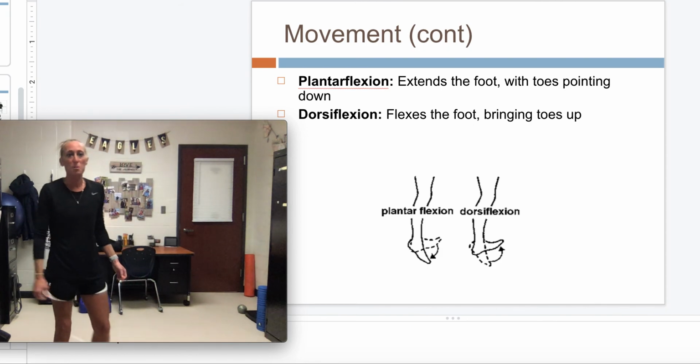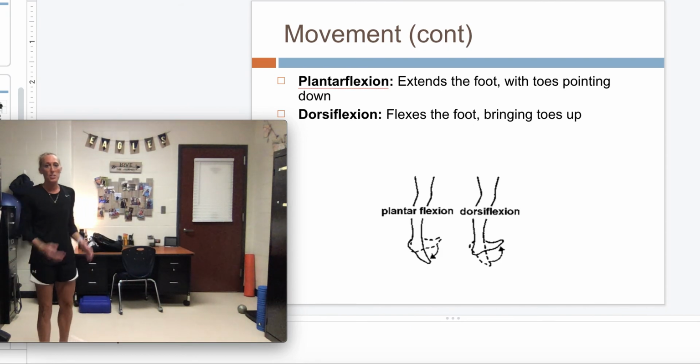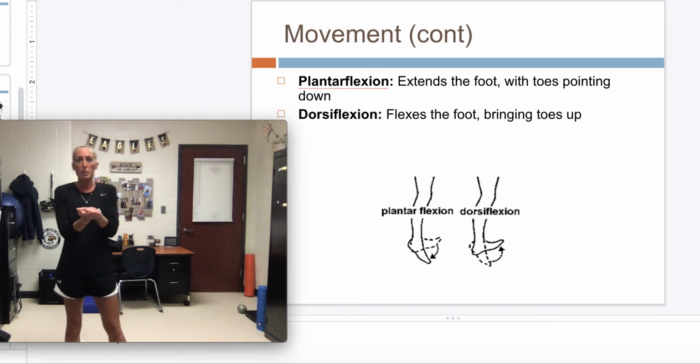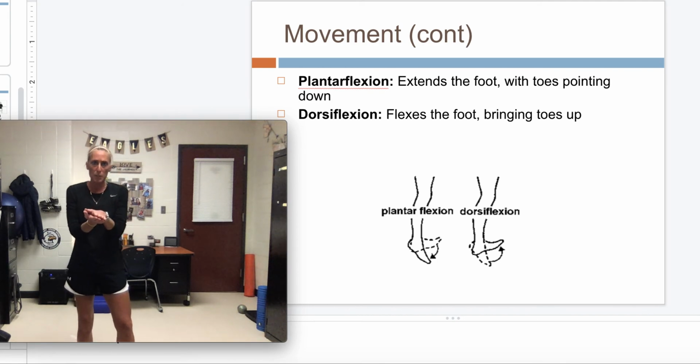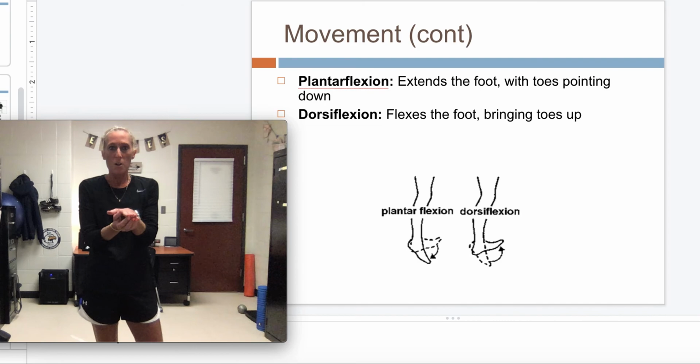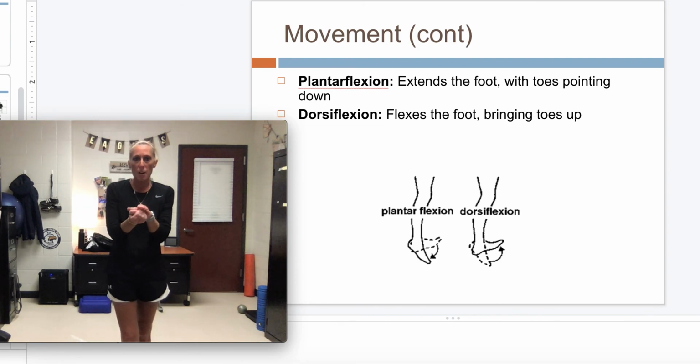Plantar flexion and dorsiflexion. All right, plantar flexion: the bottom portion of your foot is called the plantar side of your foot. Some of you may have heard of a plantar wart before. That's a seated wart on the bottom of your foot. So the bottom part is called plantar.